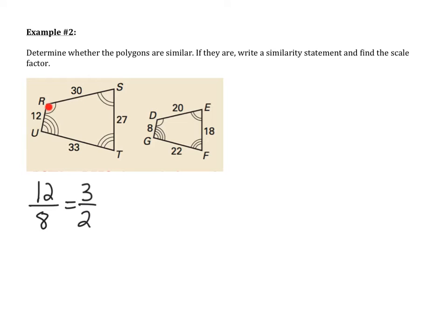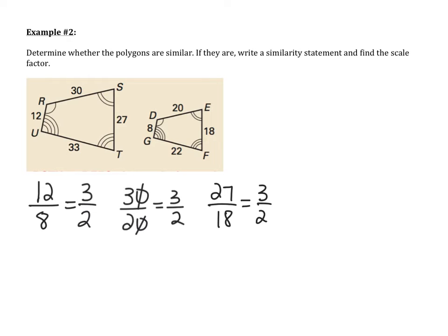So let's look at RS and DE. 30 over 20, which we just cancel those, that'd be 3 over 2. So far so good. Next, let's look at ST and EF. 27 over 18. Since 9 is the biggest number that goes into both of those, that would be, again, 3 over 2. So again, so far so good. And finally, UT would correspond to GF. So we would take 33, put it over 22. 11 goes into both of those. So if I divide by 11, I get 3 over 2.